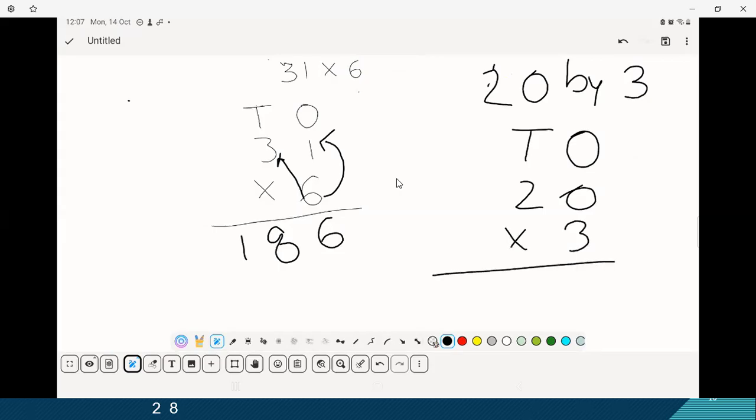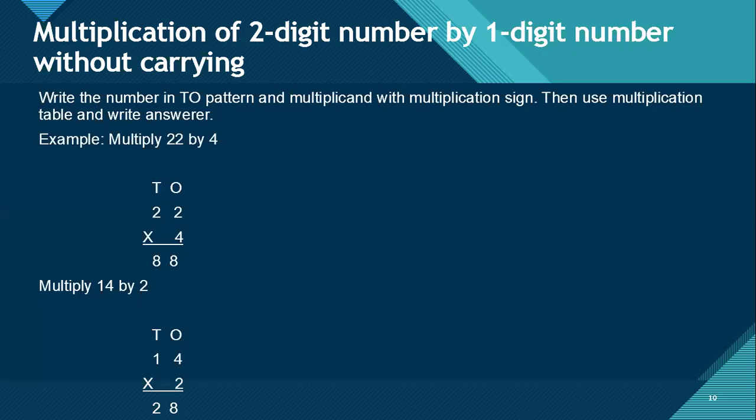So 3 we have to multiply by 0. According to the multiplication fact, the answer will be 0. And then 3 is going to multiply by 2. That means we have to add 3 two times. 3 plus 3 is equal to 6. That will be the answer. I hope there is no doubt. So let's quickly move to the next slide.